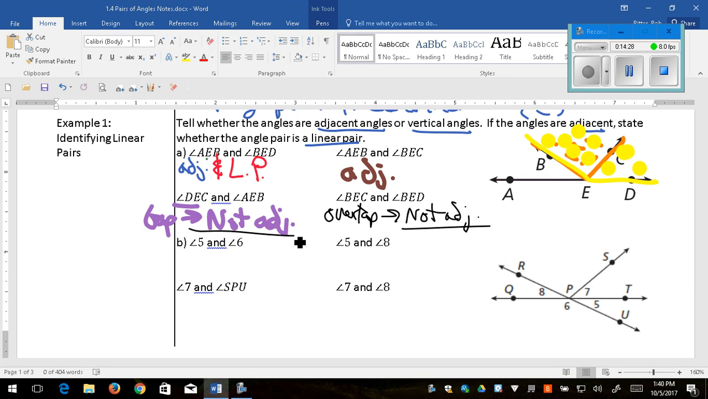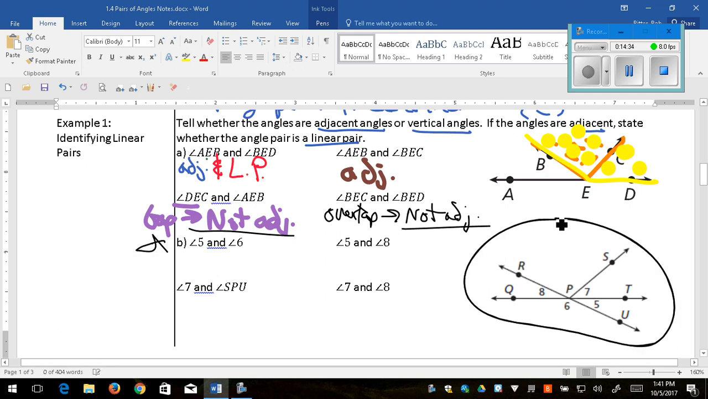Please pause the video and try this for letter B. See if you, using this picture to the right, can identify some of those angles. Welcome back. Angle 5 and angle 6, if you looked at those very carefully and traced them, they do share a common ray, which makes them adjacent because there is no overlap, and they make a straight angle. So these are both adjacent and they form a linear pair.